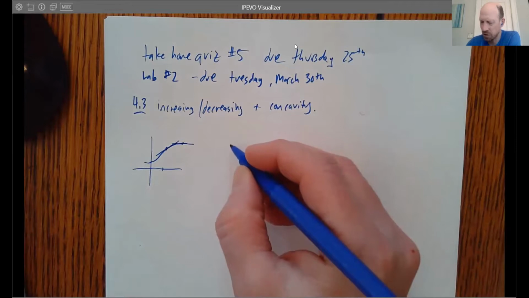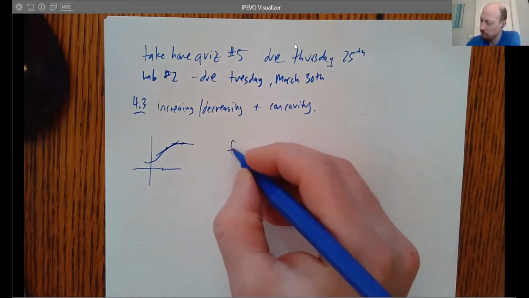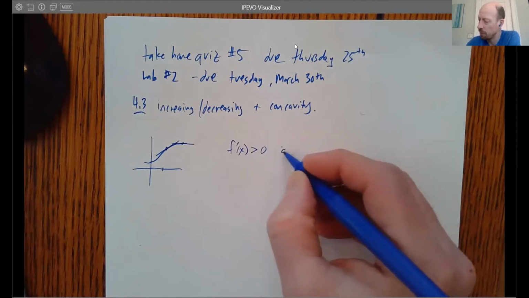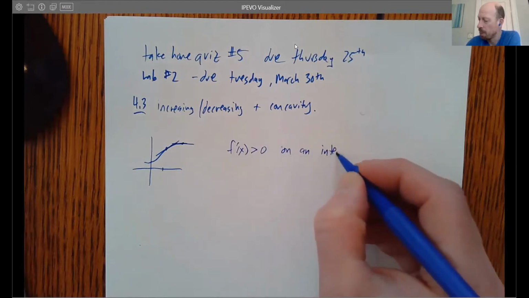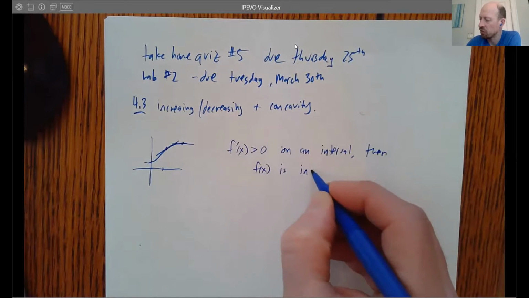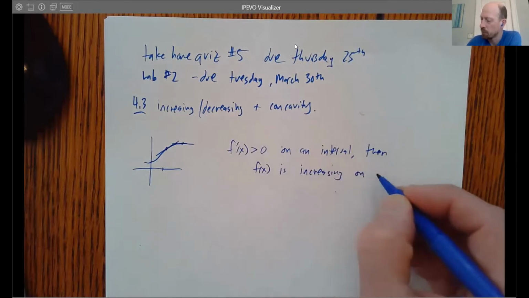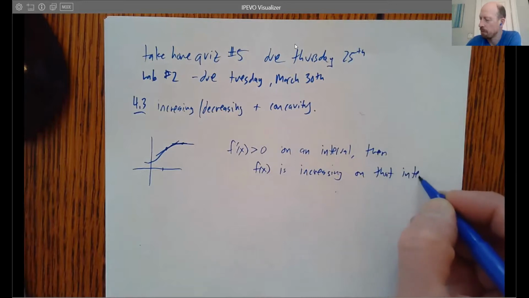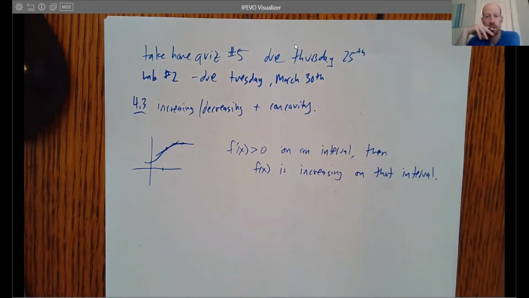And here's our definition. It's in the book. It says if f prime of x is bigger than 0 on an interval, then f of x is increasing on that interval. So if the derivative is positive, then we know the function is increasing. We've usually thought about it the other way, that if the function is increasing then its derivative is positive, but it turns out they're one and the same. So if the derivative is positive, that means the function is also increasing.